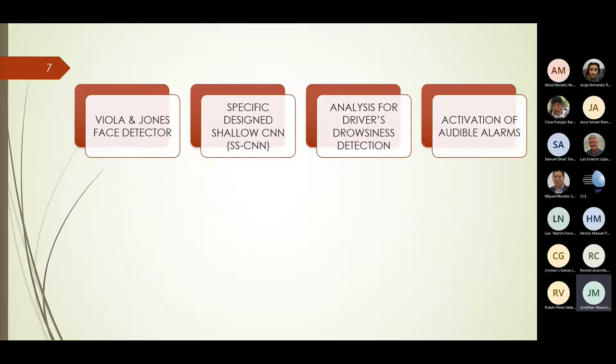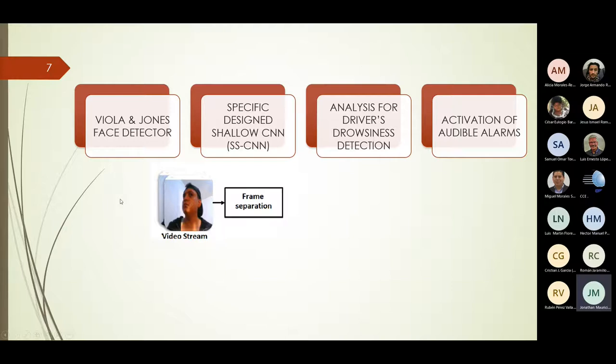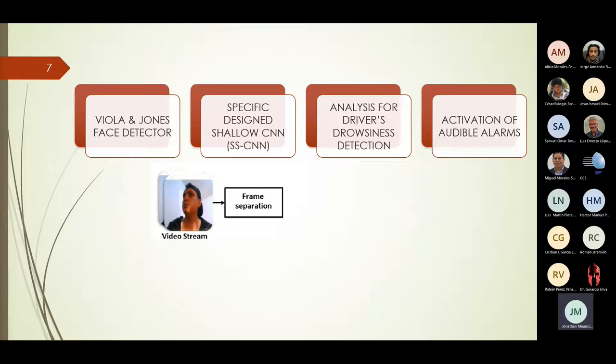The algorithm has five principal phases. The first phase takes the elements that I need to study. The algorithm takes a video stream, which is video in real time. The algorithm separates the video.